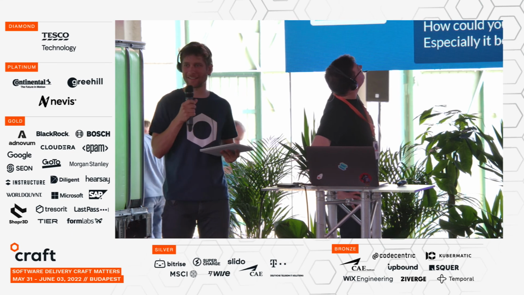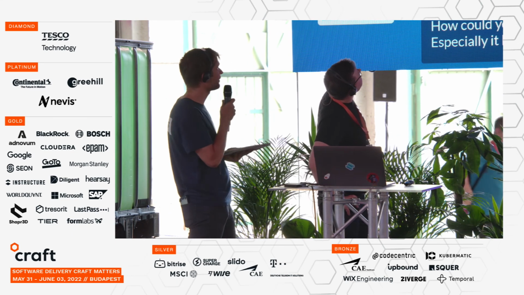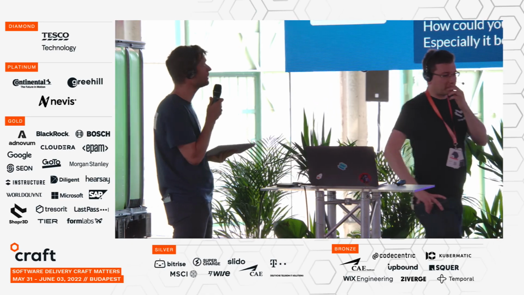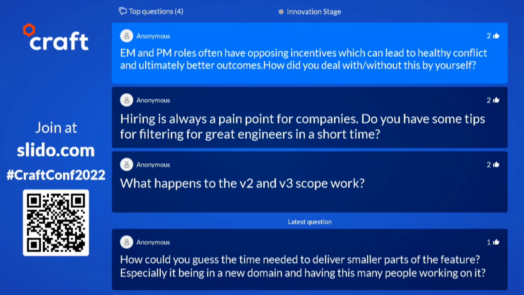So the afternoon audience is very active. Let's start with the one above, because that's the most upvoted question. It's true. So let me just read it first, so maybe somebody can't read it. Just a second. So, EM and PM roles often have opposing incentives, which can lead to healthy conflict and ultimately better outcomes. How did you deal without this by yourself?